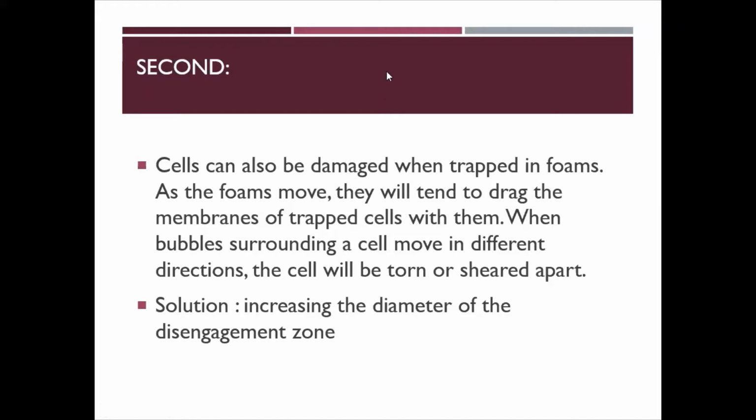Coming back to this, the cells can be damaged when trapped in the foams. As the foam moves, it will tend to drag the membranes of trapped cells with it, right? So when bubbles surrounding a cell move in different directions, the cells will be torn and sheared apart. So what is the solution to this? You just increase the diameter of the disengagement zone. What does it mean? If my bioreactor is like this, I'm going to make it like this.